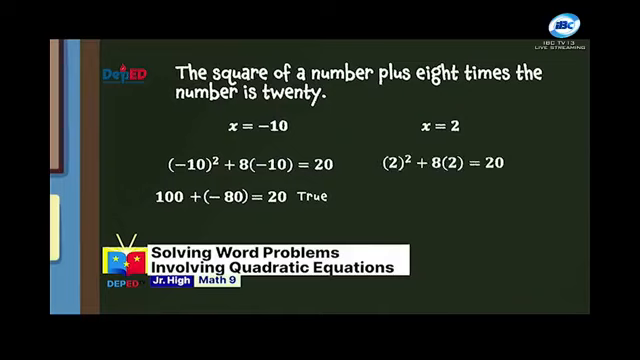Now, the square of 2 plus 8 times 2 must also yield 20. The square of 2 is 4, and 8 times 2 is 16. 4 plus 16 is definitely equal to 20, so 2 is also the number described in the problem.